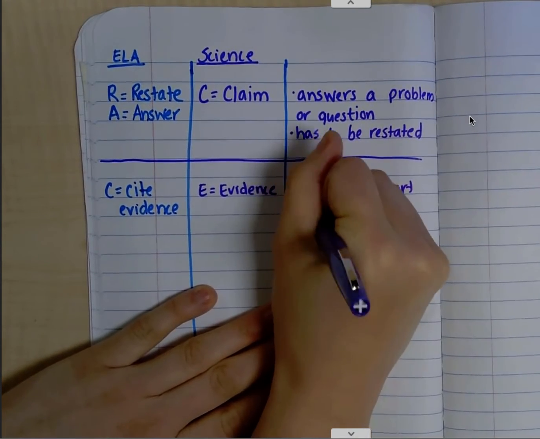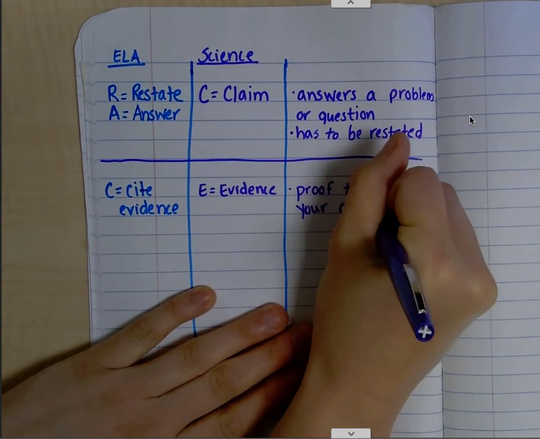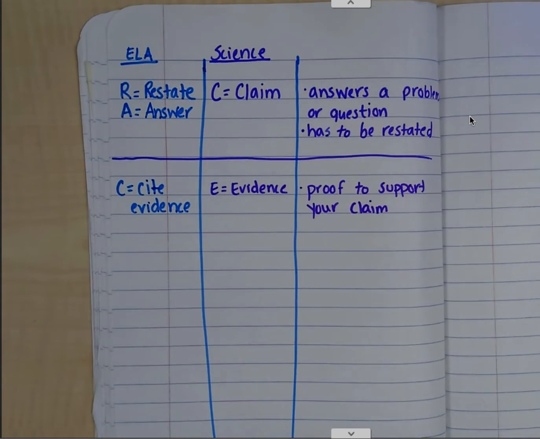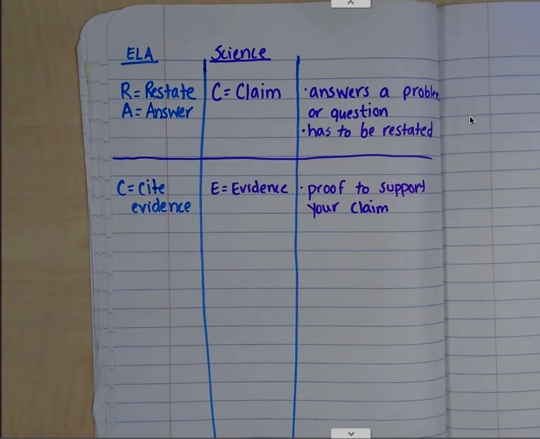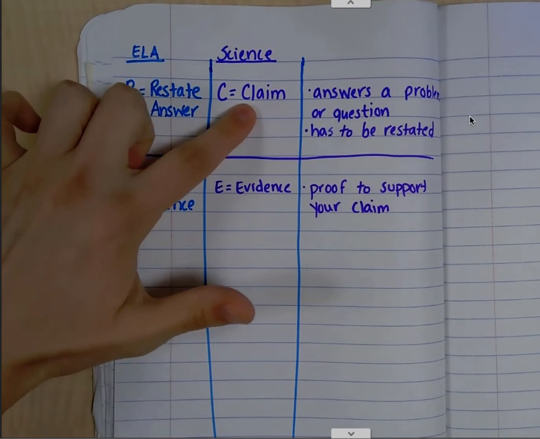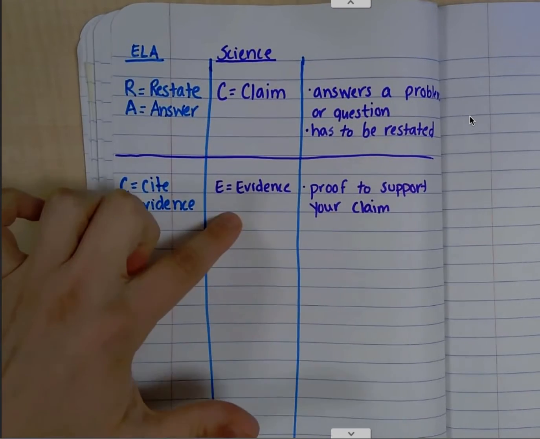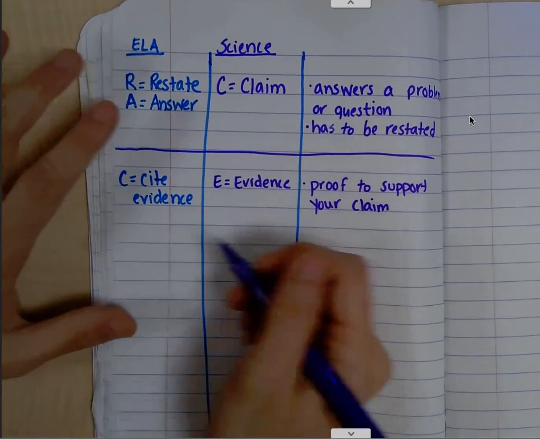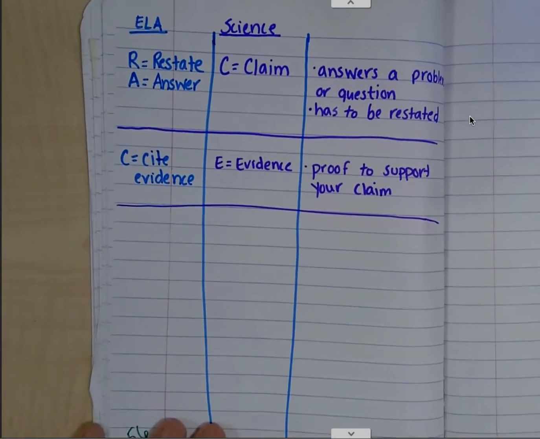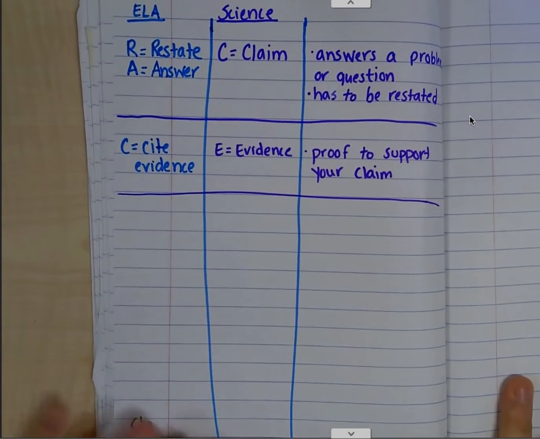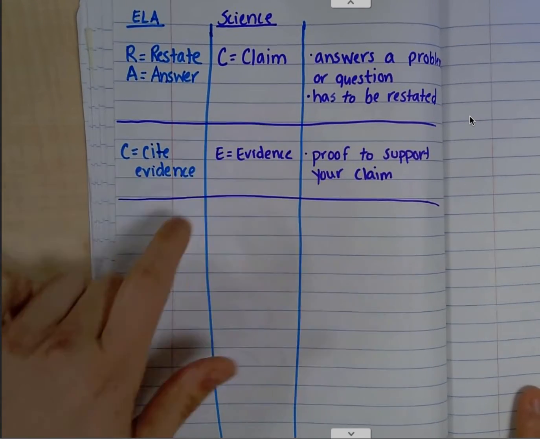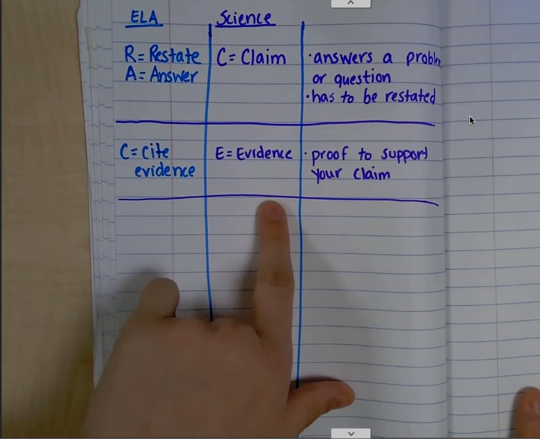support your claim. And most of you are fairly familiar with this from ELA, where you are going up into a paragraph or something and citing textual evidence. So instead of saying cite evidence, we just say evidence. So claim answers the question or problem. E stands for evidence. I'm just going to draw this so we got a little bit of a nice way to write. So again, we got R, restate your answer, that's the same thing as claim. C for cite evidence is the same thing as evidence.